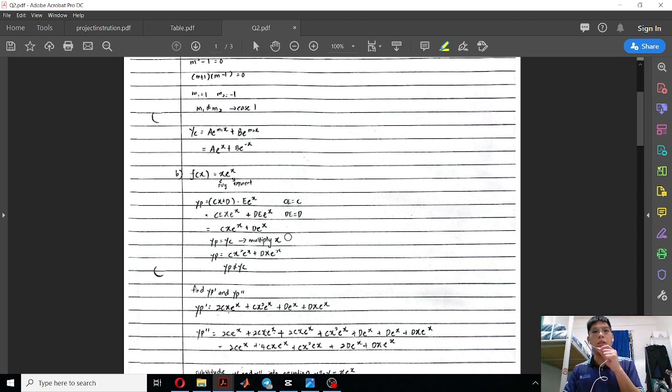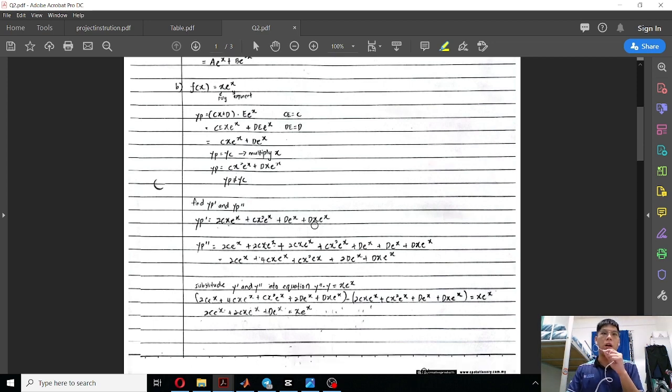After this, we need to compare the value of yp with yc. If yp is equal to yc, we need to multiply by x to make them different. We can see our yp is the same as yc, so we need to multiply by x, and we get the yp value as cx squared exponential power of x plus dx exponential power of x.